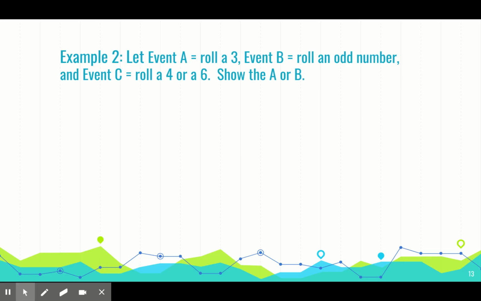Example 2. Let event A be roll a 3, event B be roll an odd number, and event C be roll a 4 or 6. Show the event A or B.